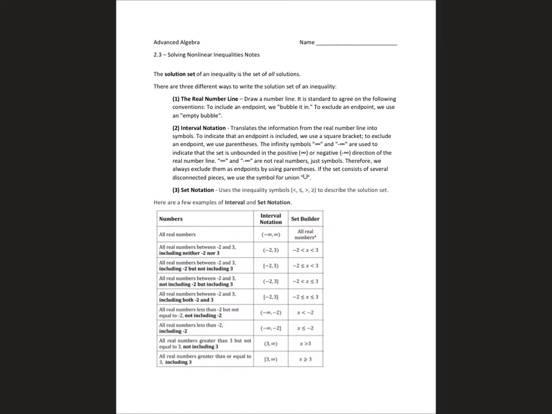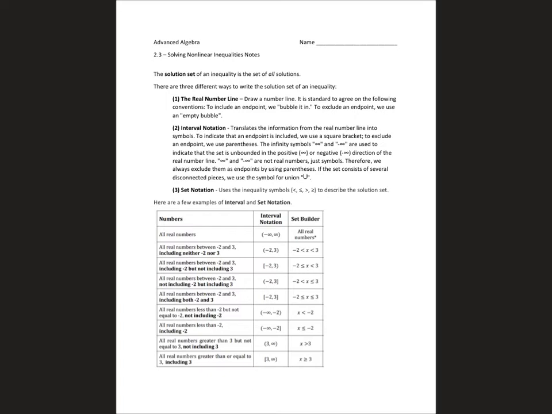In order to do this, you'll draw a number line in the horizontal direction, and any critical points that you put on the number line are either going to be filled in bubbles if they're included points in the solution set, or empty or open bubbles if those critical points are not included in the solution set.